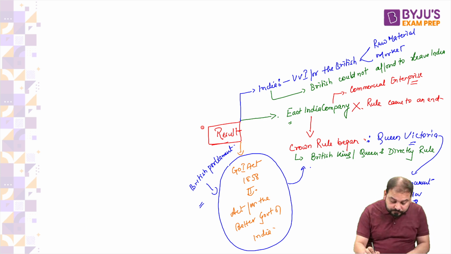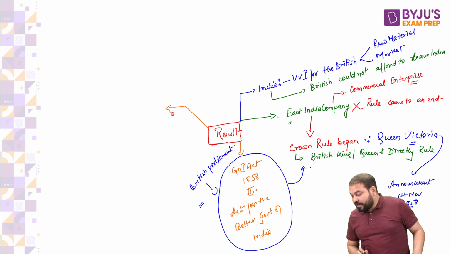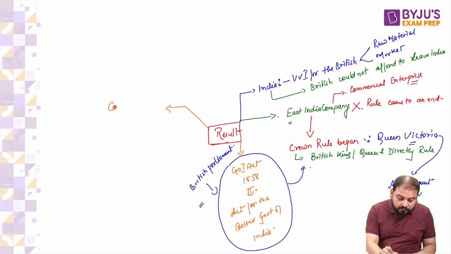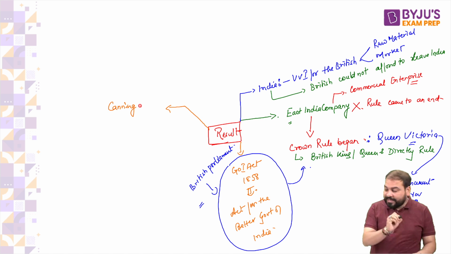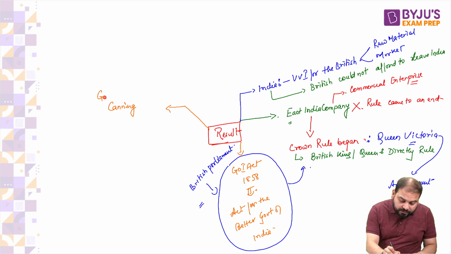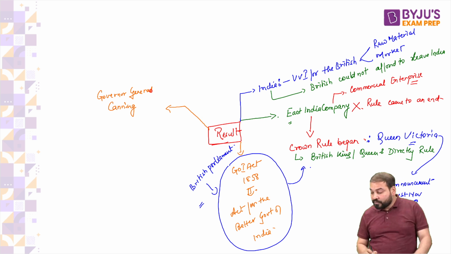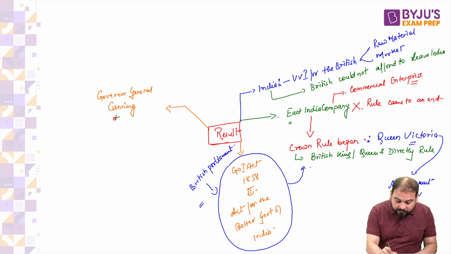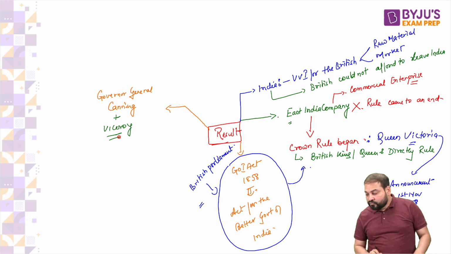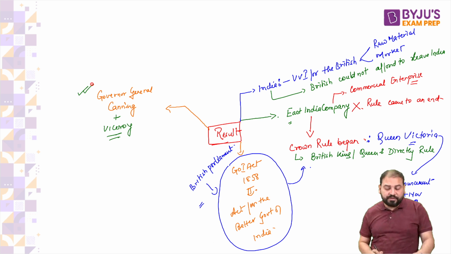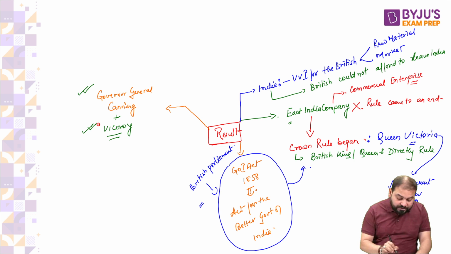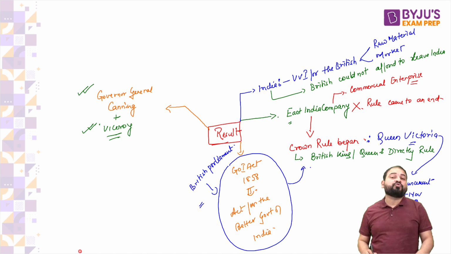Now, guys, who is the Governor General at this point? Canning. Canning was the Governor General at this moment. Now, Canning was also given one more title, Viceroy. So Canning is now Governor General of India and also Viceroy of India. Now, you will ask, why does the same man have 2 titles?